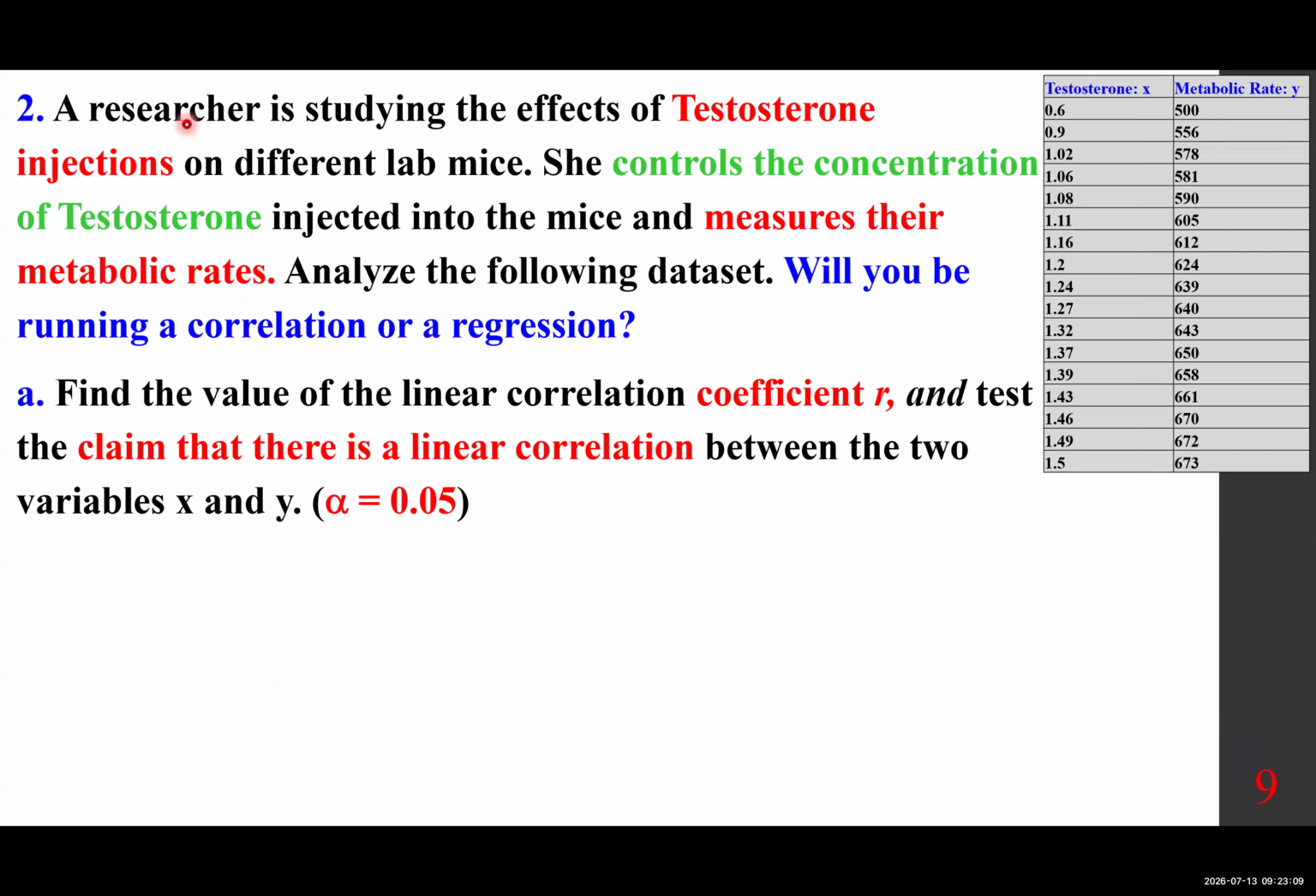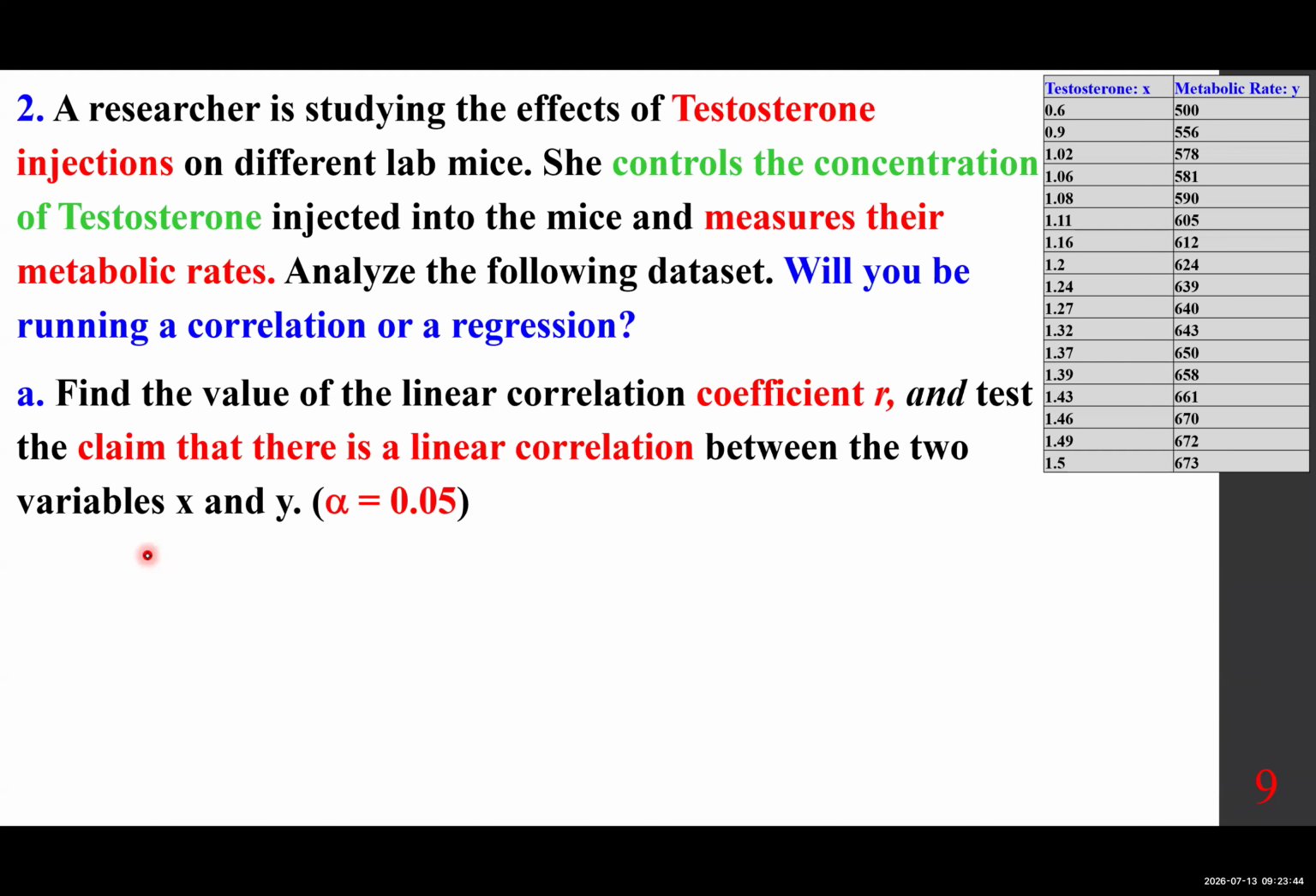A researcher is studying the effects of testosterone injection on different lab mice. She controls the concentration of testosterone injected into the mice and measures their metabolic rates. Analyze the following data set. Here's the data set. Will you be running a correlation or regression? First and foremost, testosterone is x and the metabolic rate is y. Find the value of the linear correlation coefficient r and test the claim that there is a linear correlation between the two variables x and y. We are choosing to do that.